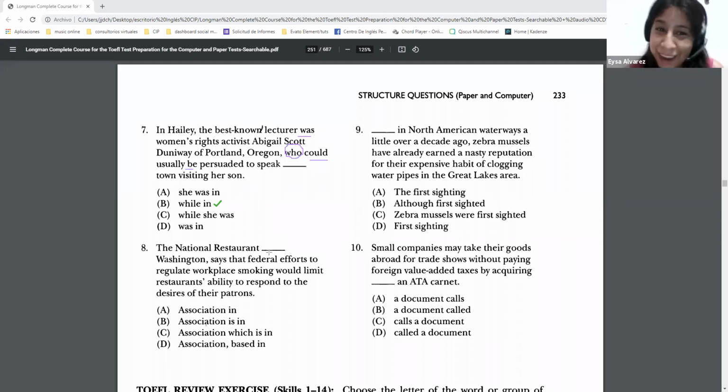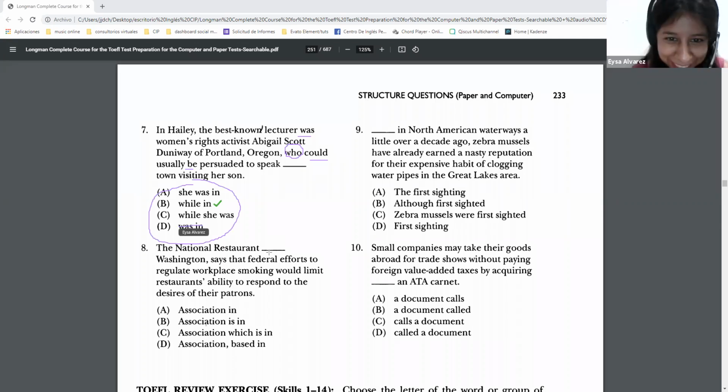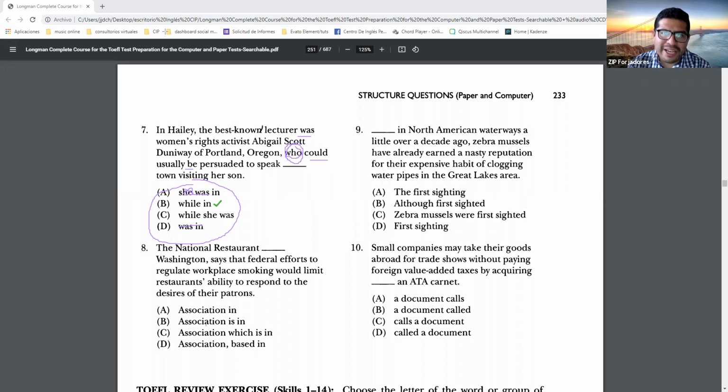So in this one, I was a little bit confused and I took a lot of time, but I started checking the options here. I cannot use this one because we have an action and here I have an action. Also in this one, we have a subject and action and I cannot put the she because I think who is the subject, right? But we have a connector. While is a connector.